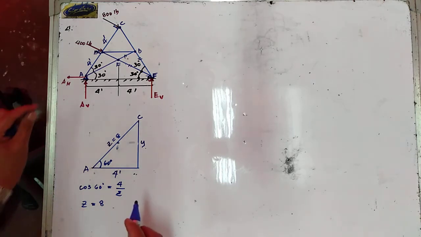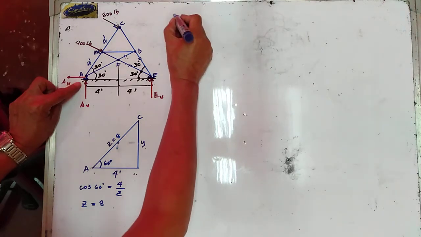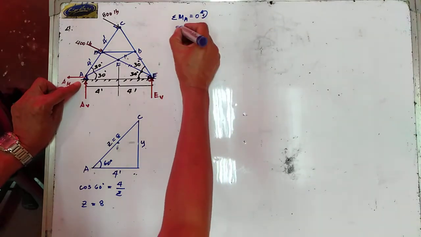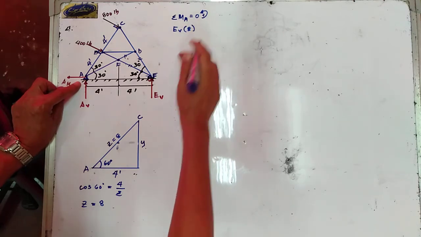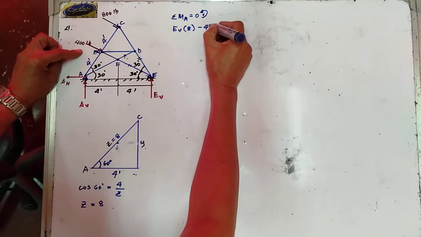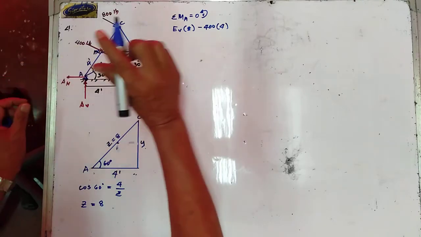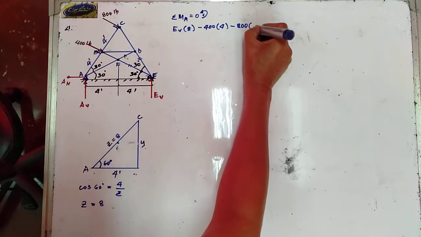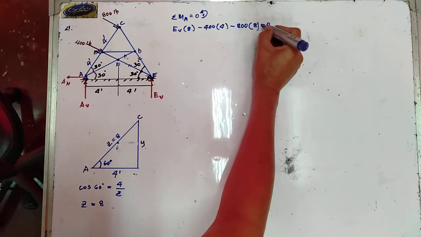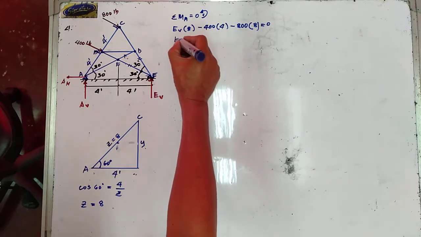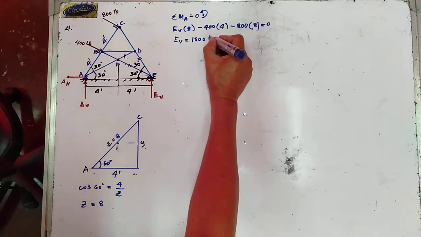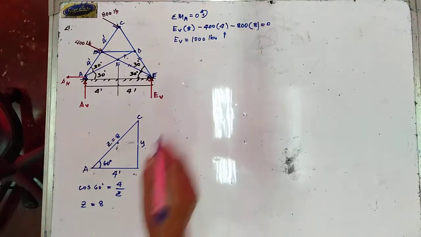Now, summation of moment about point A is equal to 0. Counterclockwise moment positive. So your EV, multiply this one by the moment arm A. Then we have minus 400, the moment arm is 4. So that is perpendicular. Minus 800, the moment arm is equal to 8, and this one is equal to 0. So the value of E vertical is now equal to 1,000 pounds. Okay, so this is going upward.